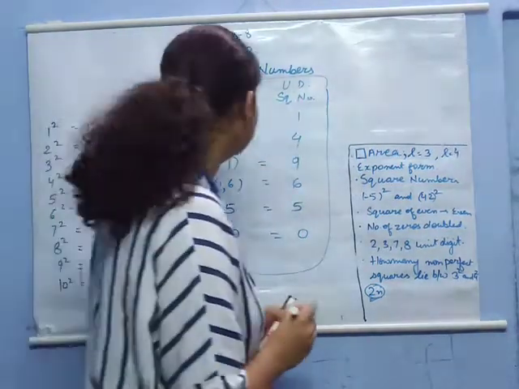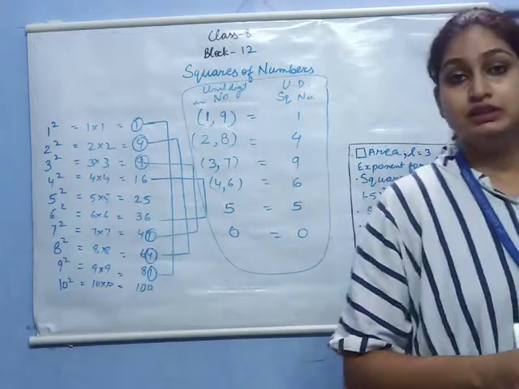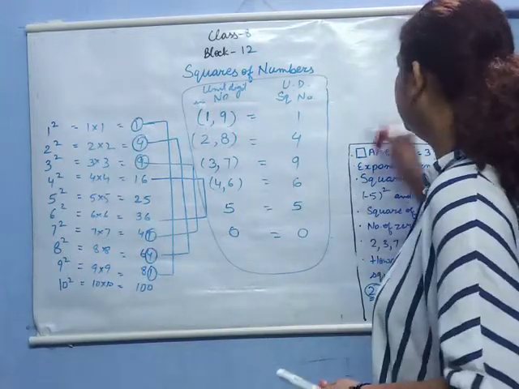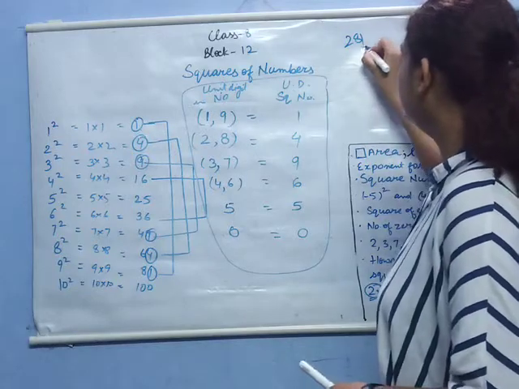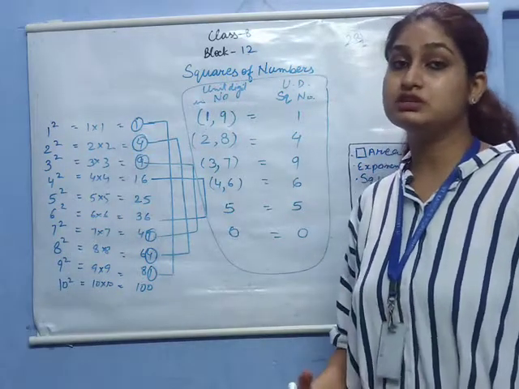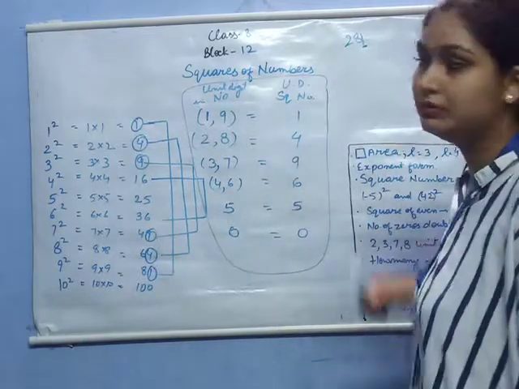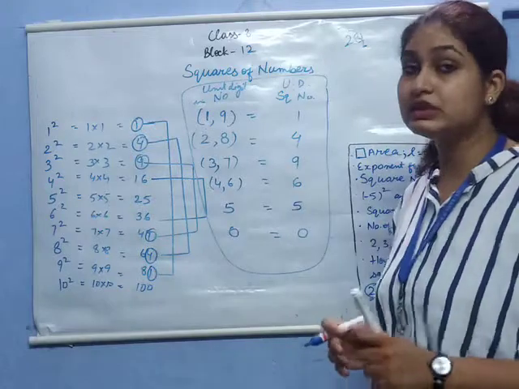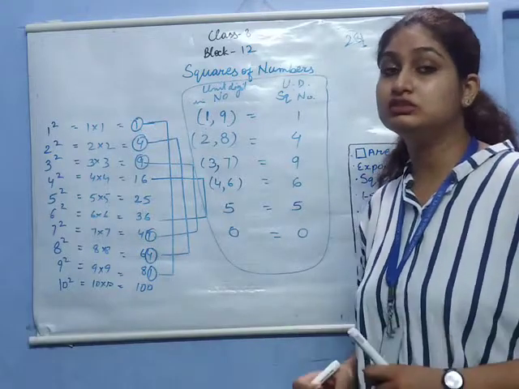What we have observed from this pattern is that if we know the unit digit of a number, suppose I'll write a question, see 281, the unit digit is 1. What will be the unit digit of the square of this number? I don't need to find out the whole square. I don't need to calculate everything. I just have to tell what will be the unit digit of this square.